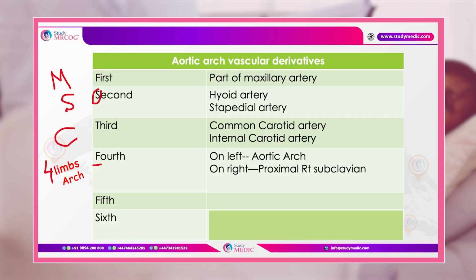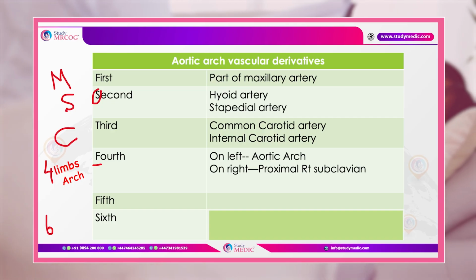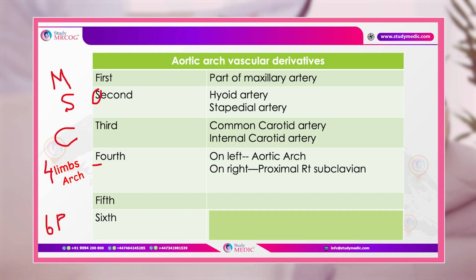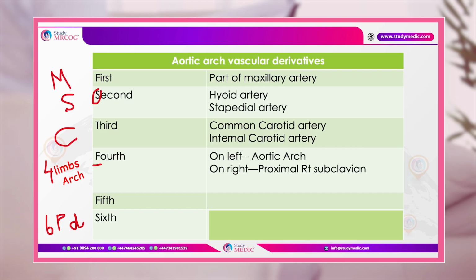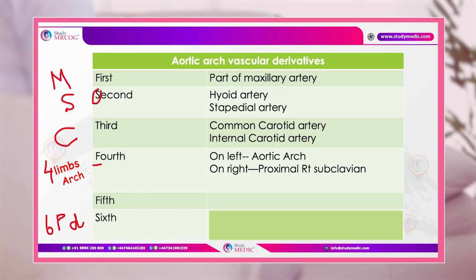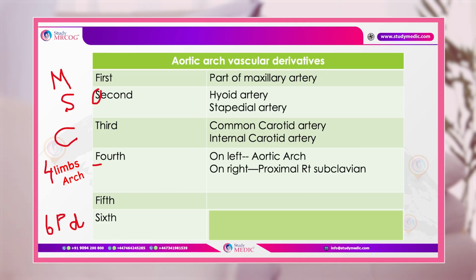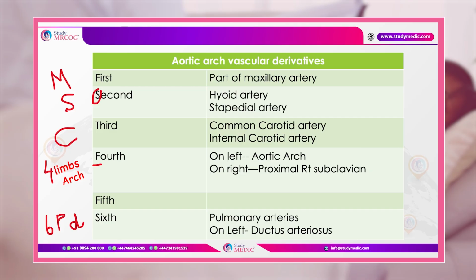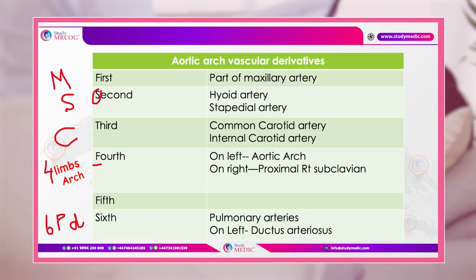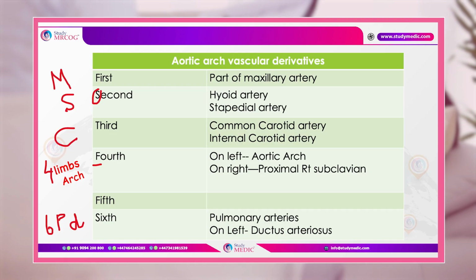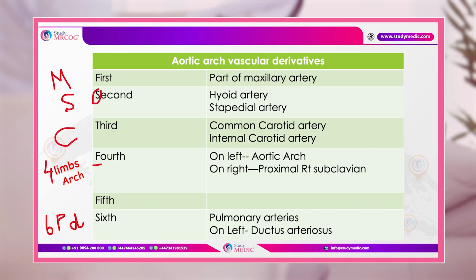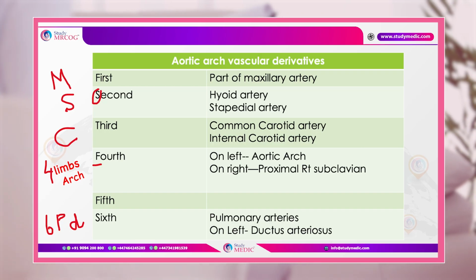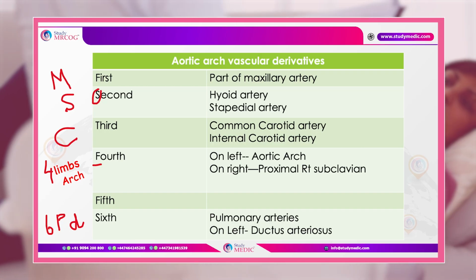And moving on to the sixth, you write number 6 like this, and if you write it upside down and invert it, it becomes a P, and if you invert it the other way, it becomes a D. So the sixth arch will give rise to the pulmonary artery, 6P, pulmonary artery, and 6 also becomes D. So on the left side it gives rise to your ductus arteriosus. This is how you can easily remember the aortic arch vascular derivatives.